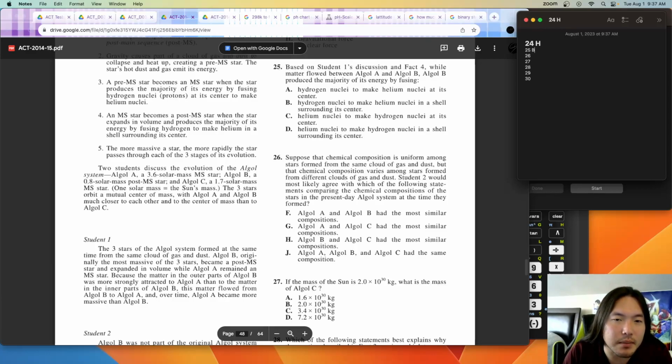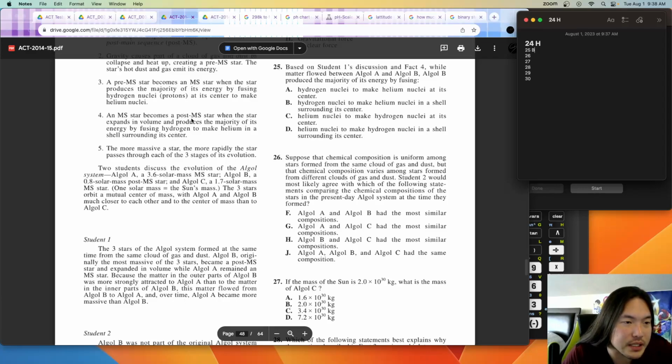Probably B. I mean, this is what fits the description, right? So student 1 is saying that the post-MS star expanded in volume while angle A remained a MS star because the matter of the outer parts of angle B was more strongly attracted to A than to the matter in the inner parts of angle B. The matter flowed from B to A. And so B becomes a post-MS star. So this interaction that they're talking about occurs once angle B becomes post-MS.